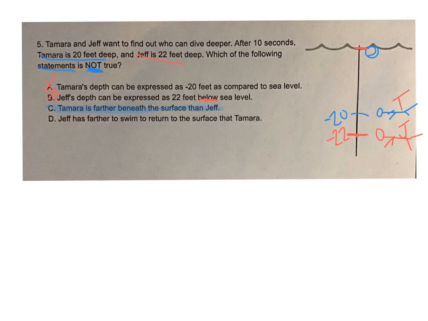So Jeff has farther to swim to return to the surface than Tamara. Does he have to swim further to get up to the level? He has to go 22 feet, and she only has to go 20 feet. So he does have to go farther. Yeah, I think you're right. So that is another true statement, but we're looking for not true. So we can cross that one off as well. So it looks like our answer is just C for this one. I agree with you. That's awesome.